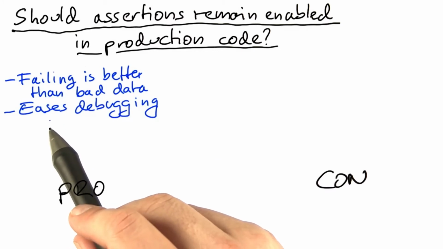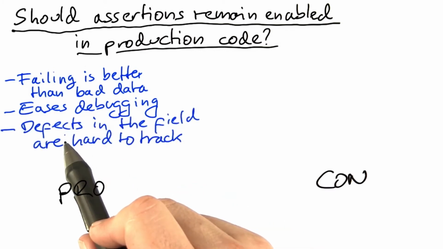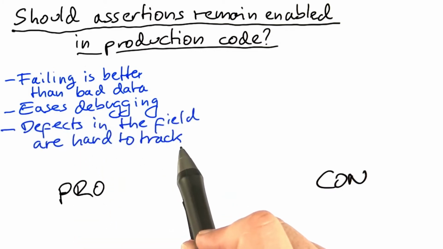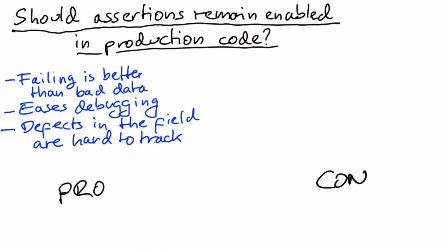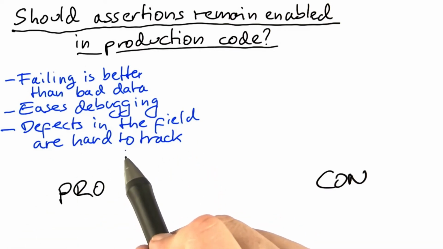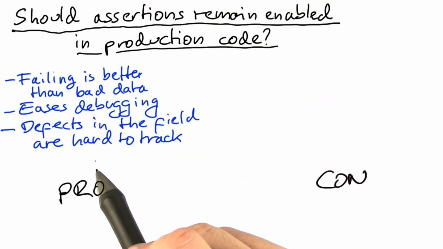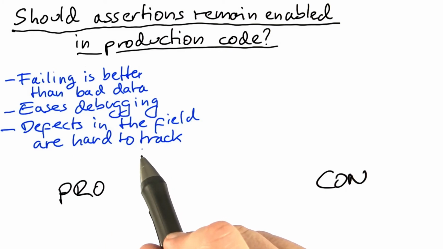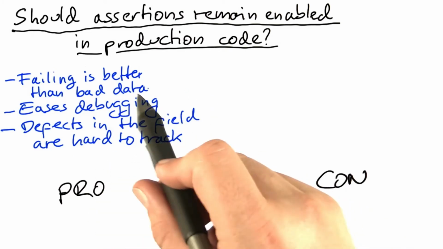Second, the more active assertions there are, the easier it is for you to find the defect. Third, defects in the field are hard to track, which means an assertion gives you a chance to find a defect before it goes into the field, in particular in combination with thorough testing. And even in the field, if assertions are still enabled, you still have a far better chance to find defects because, well, you get a failure rather than producing bad data.